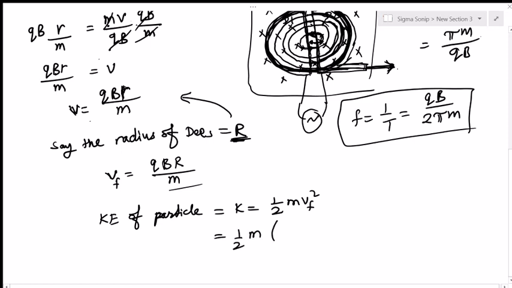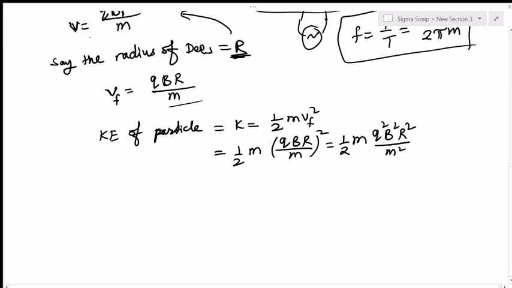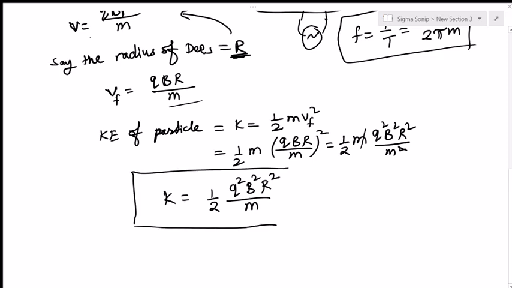So just substitute the value of Vf from here. Vf is equal to qBR over m, squared. That gives me half q square B square R square divided by m square, and an m cancels out like this. I get half q square B square R square over m. So from our cyclotron we will get particles having this much kinetic energy.